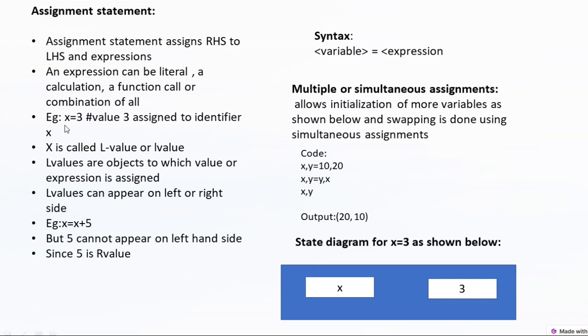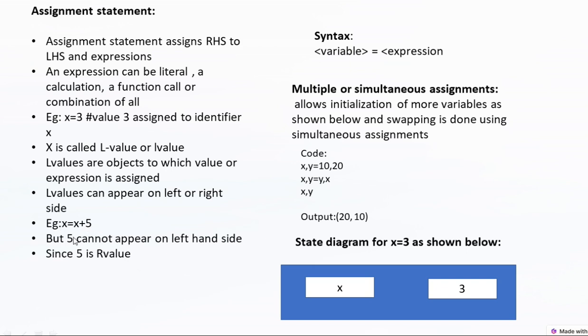As I said, in Python everything is an object. So an L value is an object to which a value, or you can also give an expression, is assigned. L values can appear on both sides. For example, here I have written x is equal to x plus y. x is on the left hand side as well as on the right hand side. Even that is possible. But 5 cannot appear on the left hand side. That's a strict rule. So 5 is only an R value. You can only have it on the right hand side, you cannot have it on the left hand side. That's why 5 is called an R value.